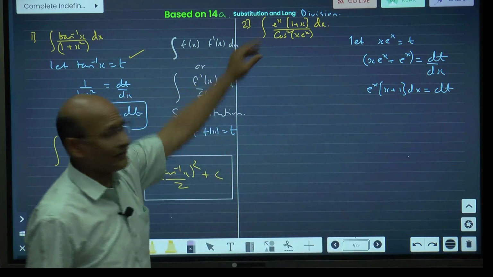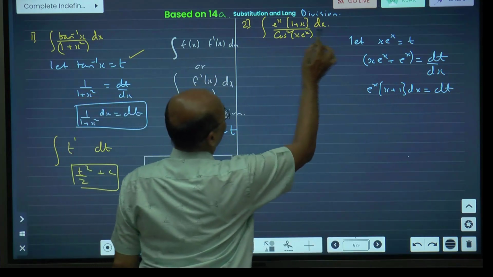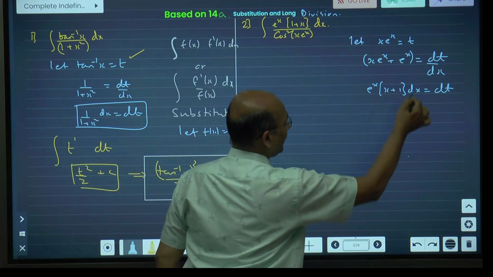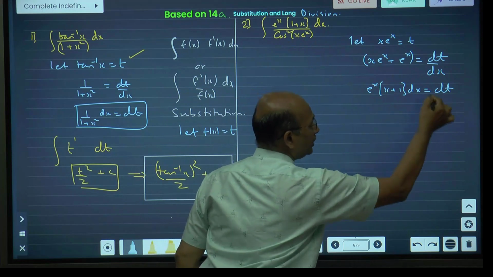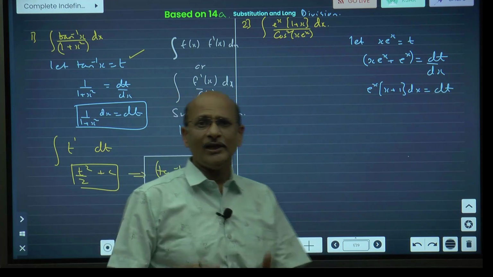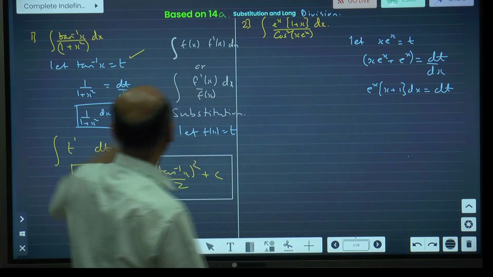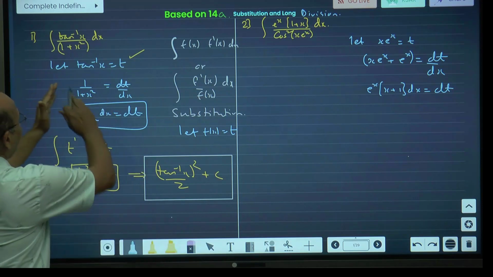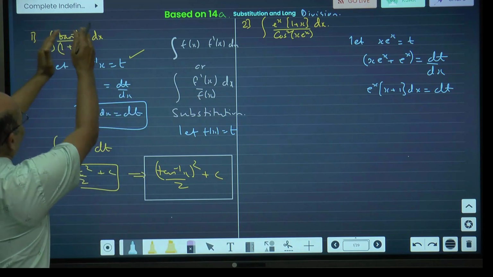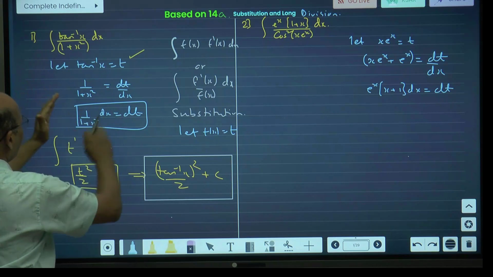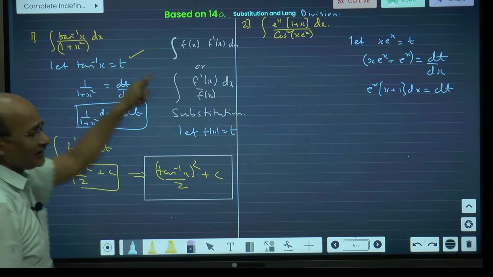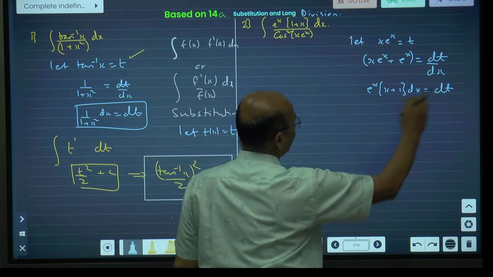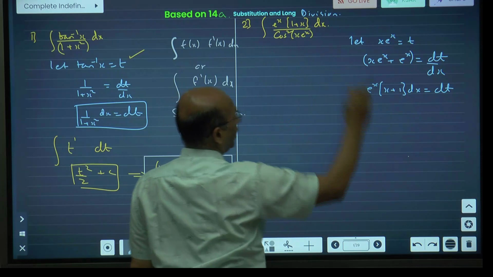Wow. Now look at the sum. You look at the complete numerator, (x plus 1) e^x dx. This complete term can be replaced by a single term dt. That's the idea of substitution. Whenever you are substituting and you take the derivative, this part should replace something in the sum. Otherwise, this substitution is of no use. So here, when I took x e^x as t, this complete numerator got adjusted.